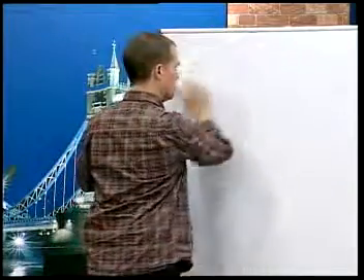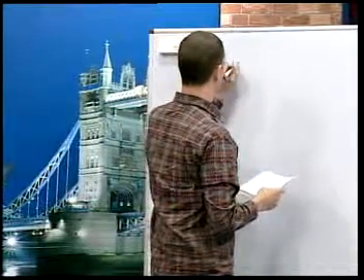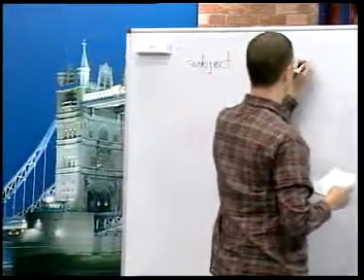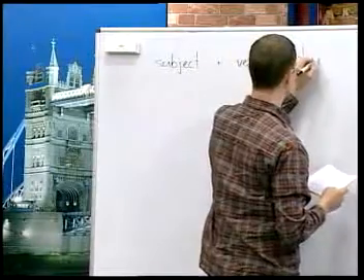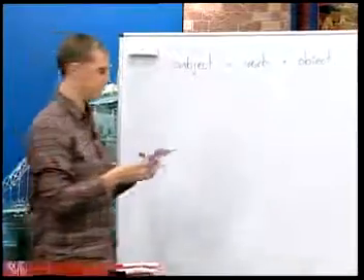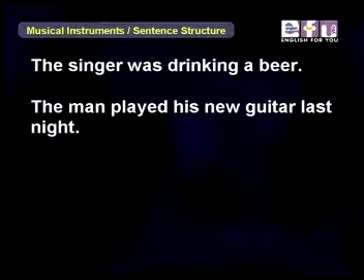So let's put them on the board. Subject plus verb plus object. For example, let's put a sentence on the board. The singer was drinking a beer, and the man played his new guitar last night.